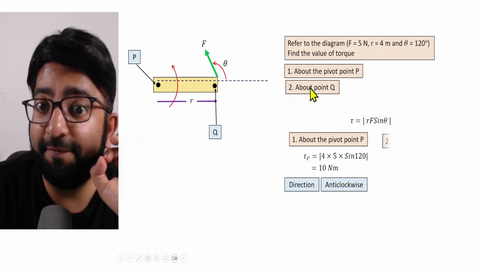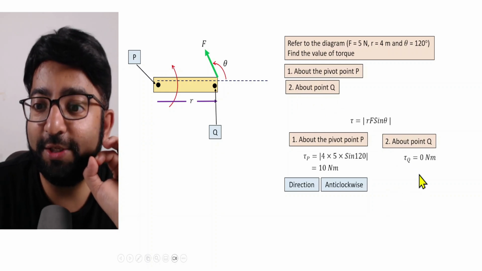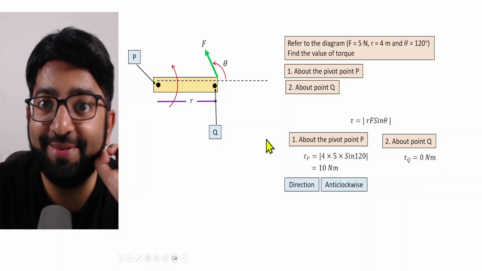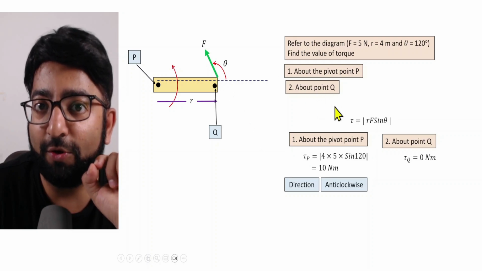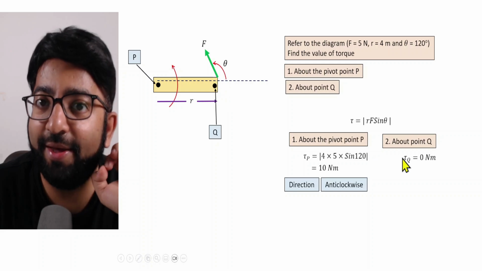Coming to the second case, if we have to find the torque about the point Q, this is easy. Torque of this force about the point Q is just 0. And what is the reason? The reason is the force is passing through the point about which we are finding the torque. So that is why torque of the same force about the point Q is 0.